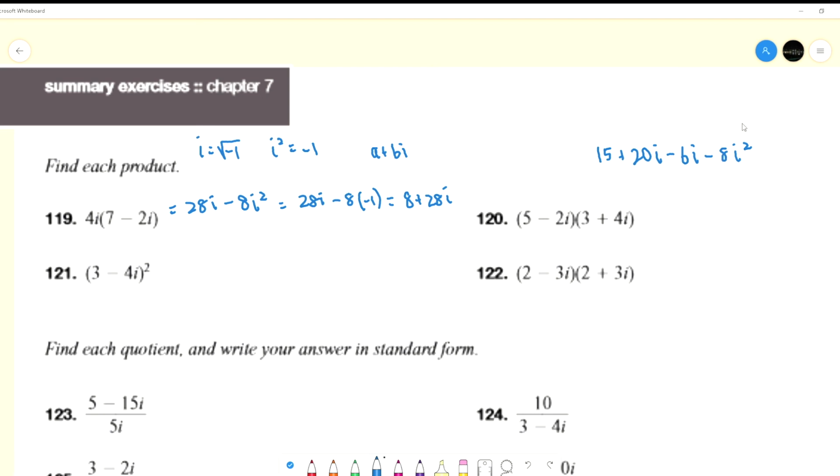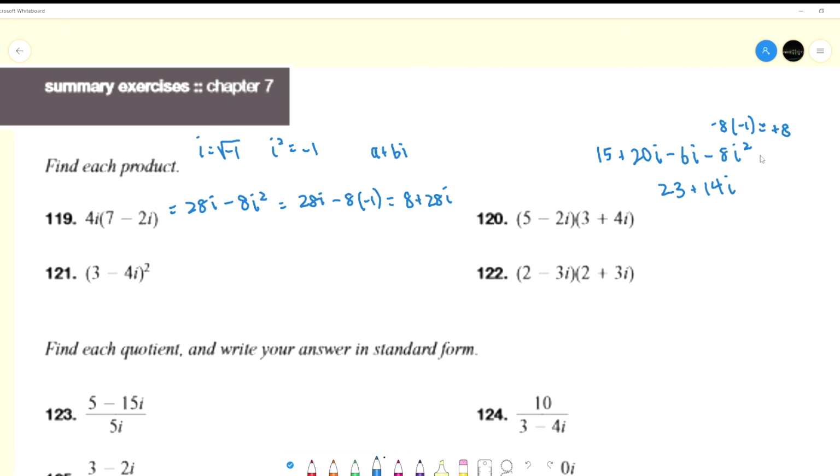Next, we have to substitute -1 for i squared, right? So this part right here, -8 times -1, is positive 8, right? Plus 8. So we get 15 plus 8, right? So 15 plus 8 is 23. And then 20i minus 6i is plus 14i.